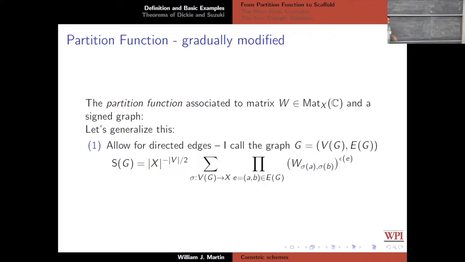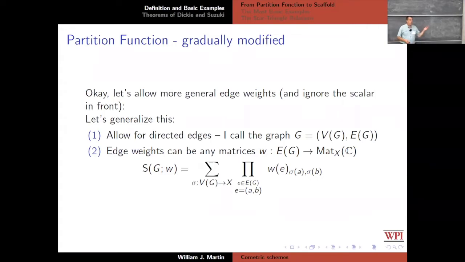So you have that matrix W. Now I want to allow edge weights to be any matrices whatsoever, not just W plus and W minus, but any matrices whatsoever can be the weights on the edges. Okay, and I call it S of G, W. So this is a scalar. And this kind of thing you can find in all sorts of combinatorics papers and elsewhere.